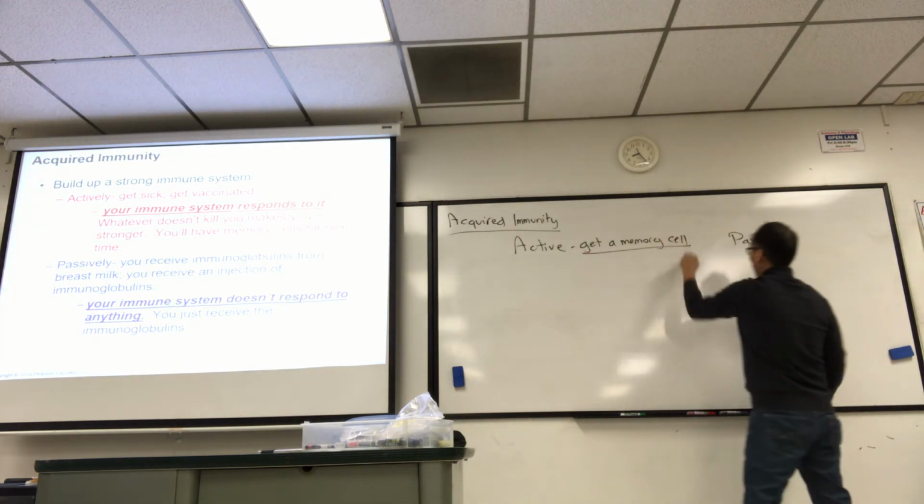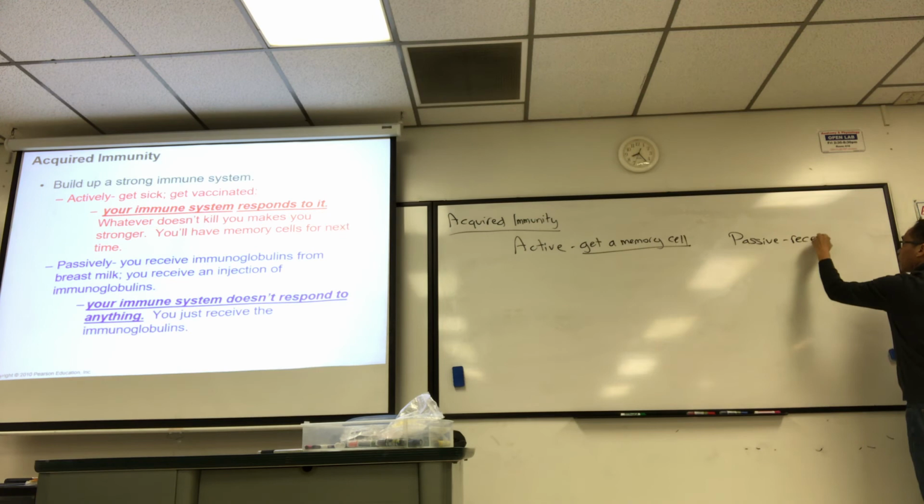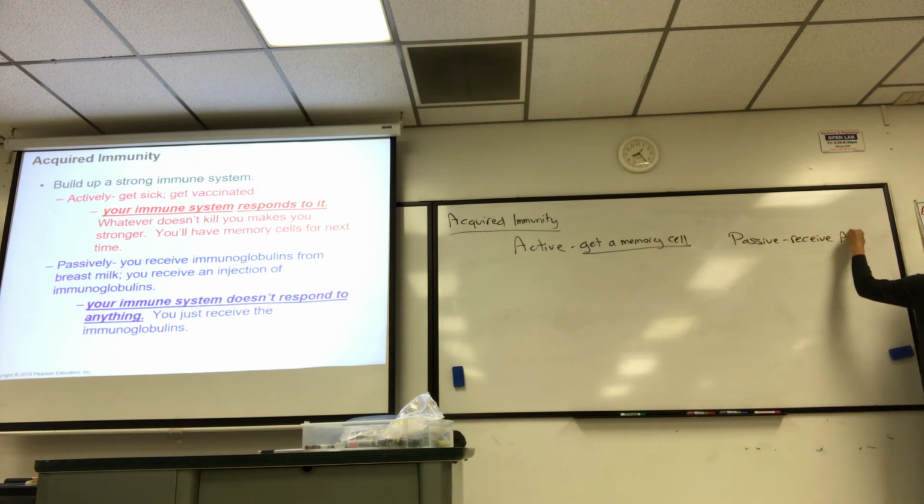So you get the memory cell. Passive is you just receive the antibodies. So I'll just say, just receive ABs. Okay. Which one do you think is better? If you had to guess. Well, I would say active is. Those memory cells last like forever. These are just proteins. They may circulate for a little while, and then they're gone.